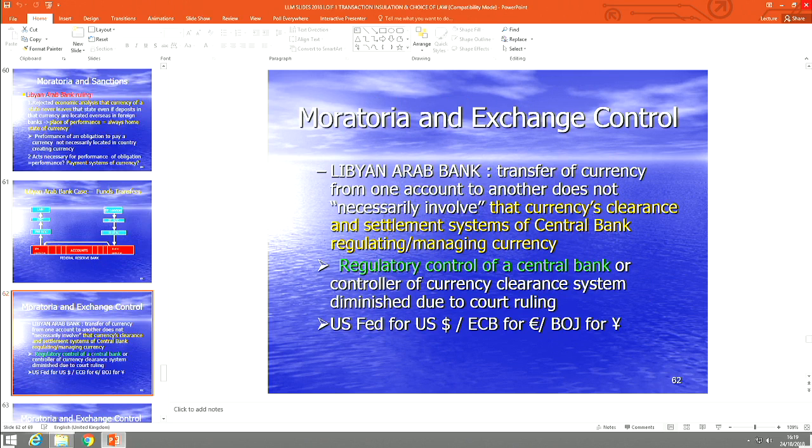So what did the court have to say about it? The court said, no, that's not right, because the use of the Federal Reserve Bank system for making the transfer was possibly the most convenient, but it was not the only means of making the transfer.